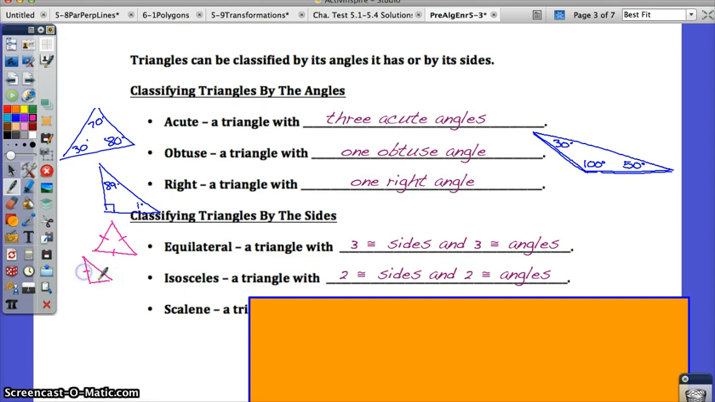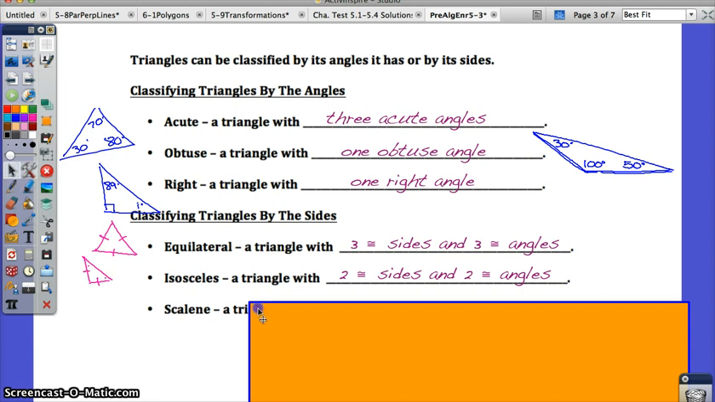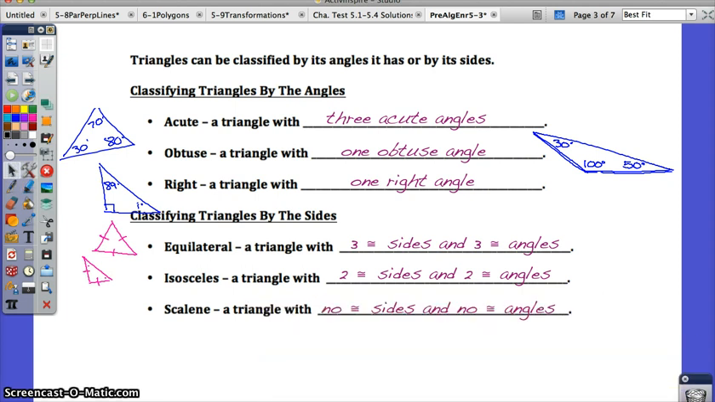So maybe I have these 2 congruent sides, and actually these angles right in here will also be congruent, and one side that's not, maybe. And the last one is scalene. The scalene is a triangle with no congruent sides and no congruent angles. So all 3 would be different here. So you have 3 different lengths. I'm using the tick marks to show that the lengths are, in fact, for sure different.